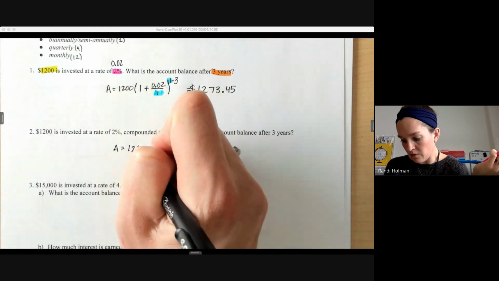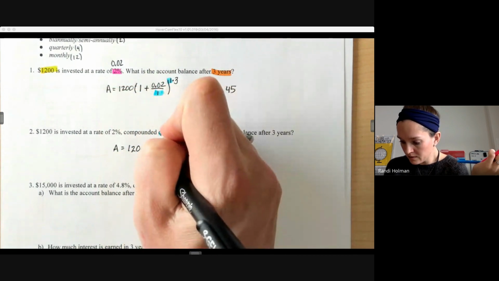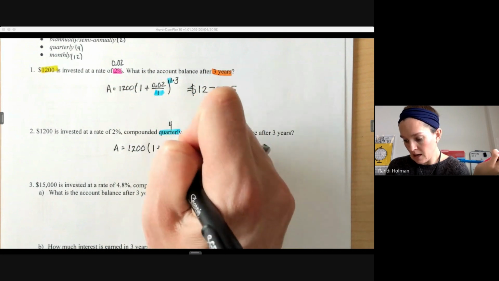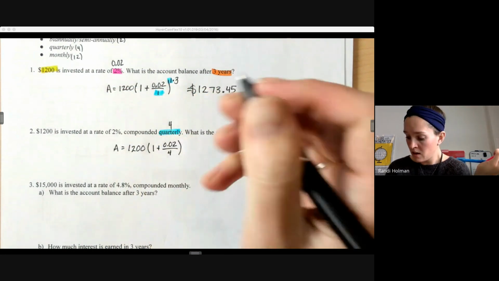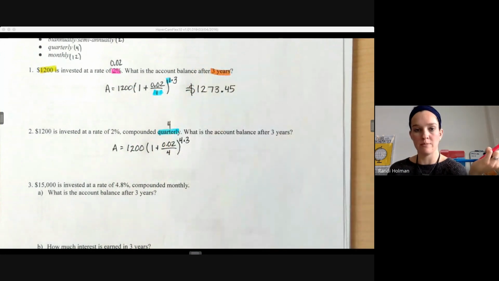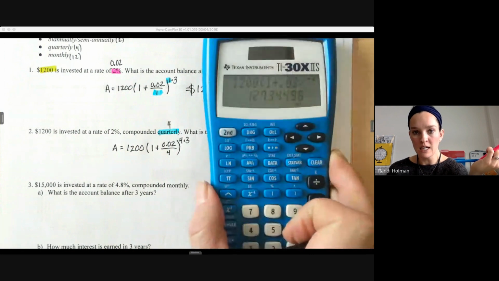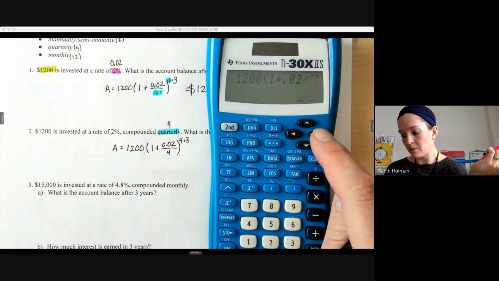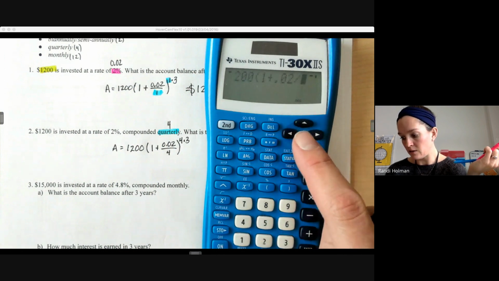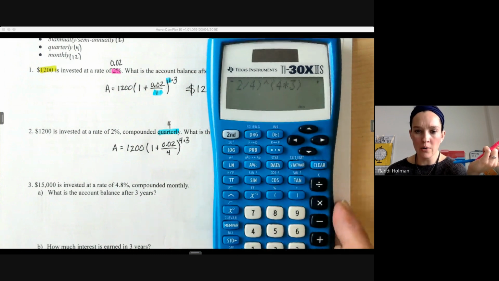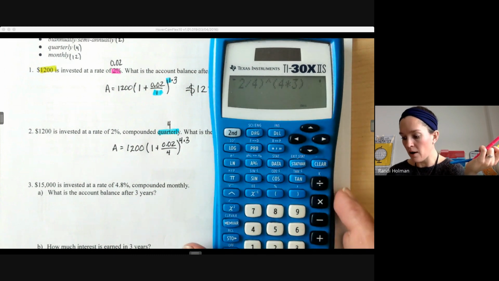So we still start with 1,200. 1 plus 0.02, but we're going to split that up into 4 equal pieces. But then we get it 4 times per year, so 4 times 3 times total. Okay, so we're going to have the same thing that we just put into our calculator, 1 plus 0.02, but we're going to split it up into 4 equal pieces. Even more important here that you keep your parentheses there or do that part on your own so that it's actually taking it to the 12th power there.